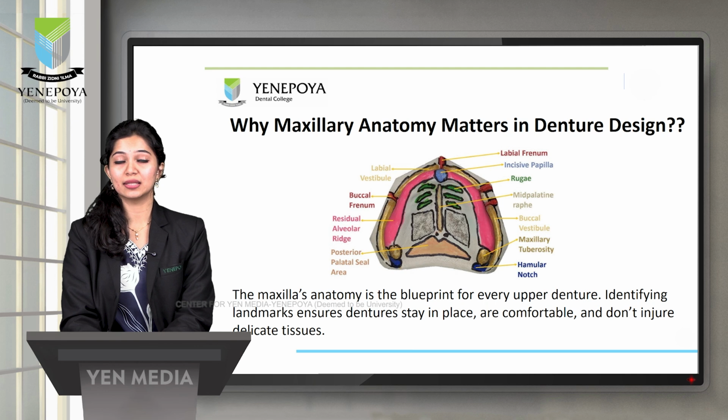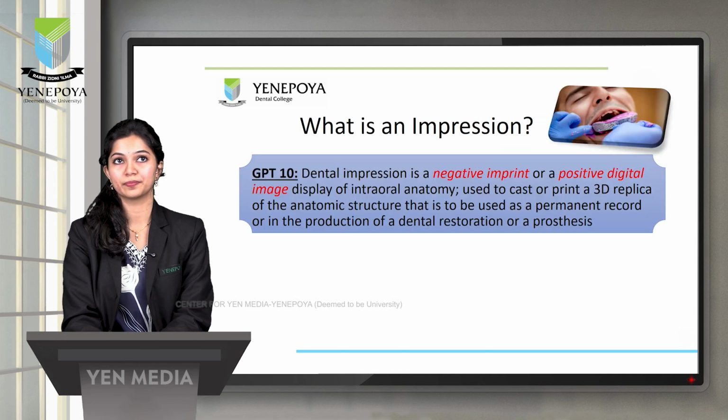So why do you think the maxillary anatomy matters in a denture design? The maxillary anatomy is the blueprint for every upper denture. Identifying landmarks ensures dentures stay in place and are comfortable and don't injure the delicate tissues.